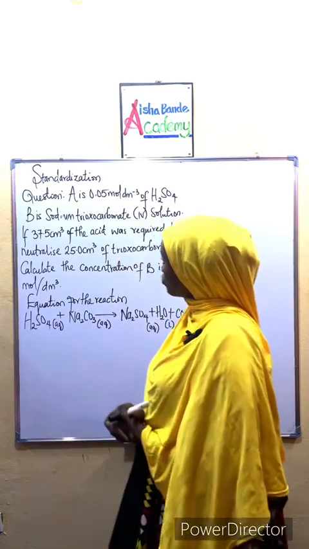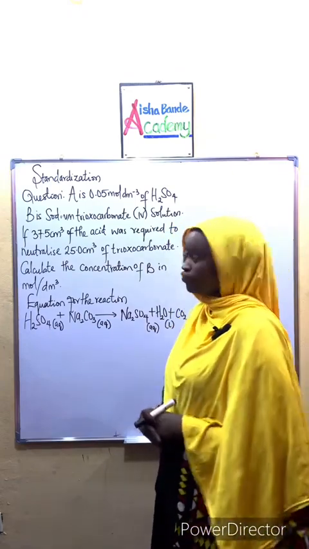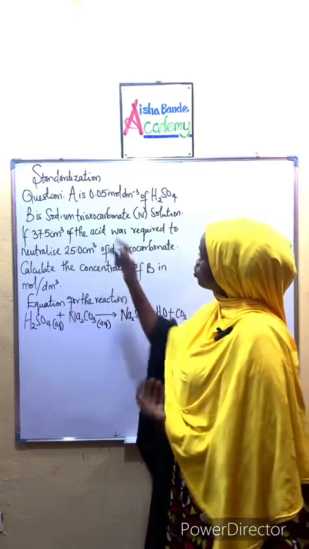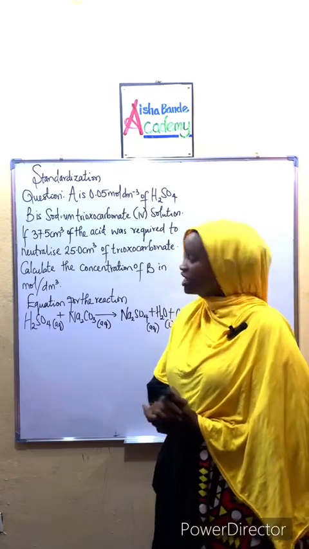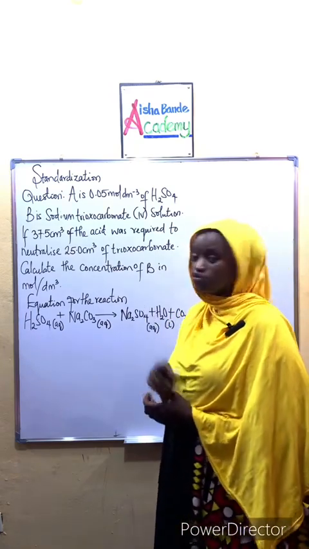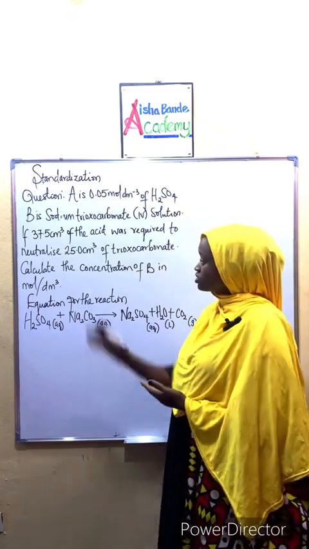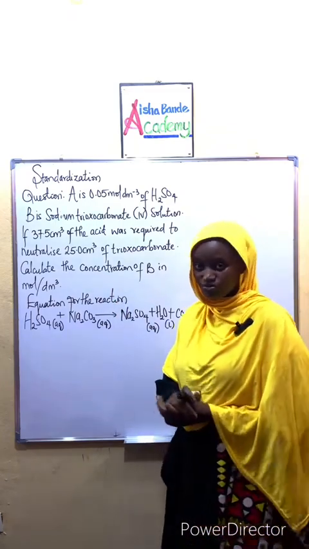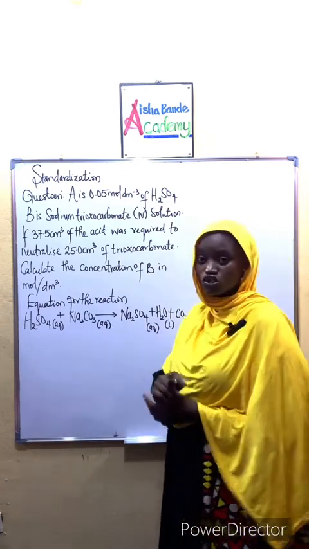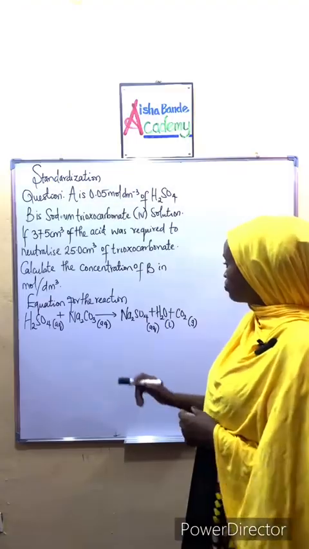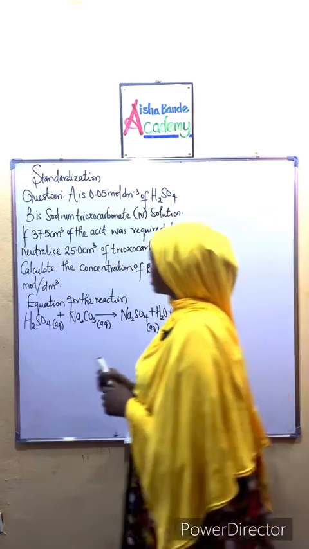We have a question to solve which says A is 0.05 mole per dm cube of H2SO4 while B is sodium trioxocarbonate(IV) solution. If 37.5 centimeter cube of the acid was required to neutralize 25.0 centimeter cube of trioxocarbonate, we have to calculate the concentration of B in mole per dm cube. We're given the equation for the reaction, which is H2SO4 plus Na2CO3 as the reactant, and the product, which is Na2SO4 plus H2O plus CO2. So let's begin solving this question.